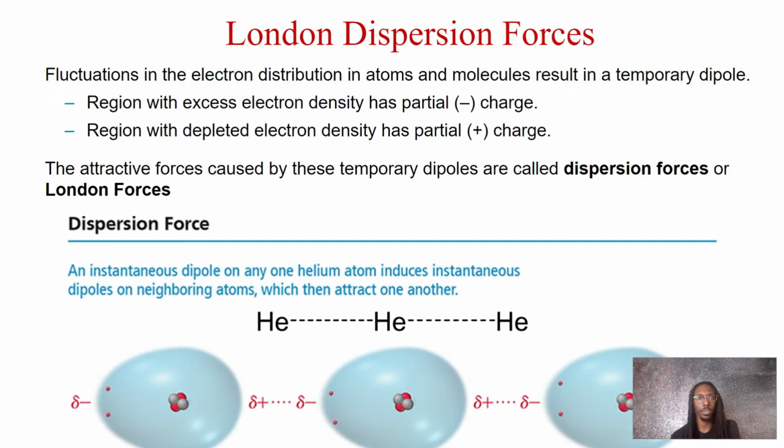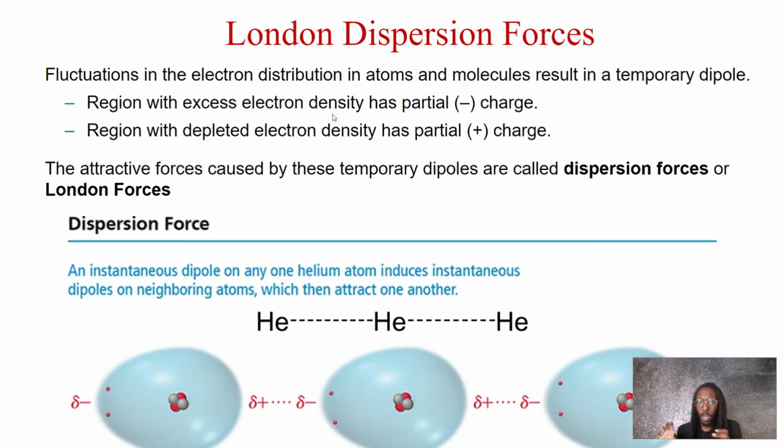Basically, we're going to see a couple of different things here. Anytime we have a temporary dipole, these things must happen. Once again, we're looking at our nucleus, and then we have our electrons surrounding. At this temporary moment, you're going to have a region where you have more electrons in one area, and on the other end, there's going to be fewer electrons.